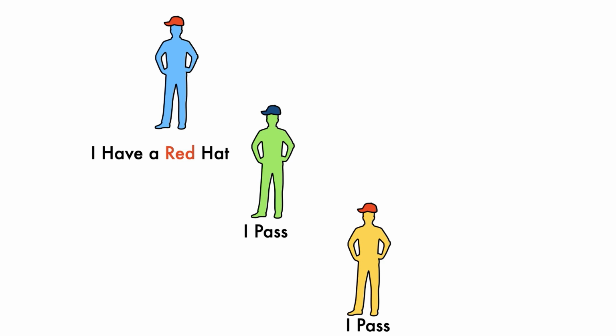For example, one possible strategy is to single out one of the three players. This player will respond, I have a red hat, and the others will respond, I pass. The expected chance of winning with this strategy is 50%. Can you do better?